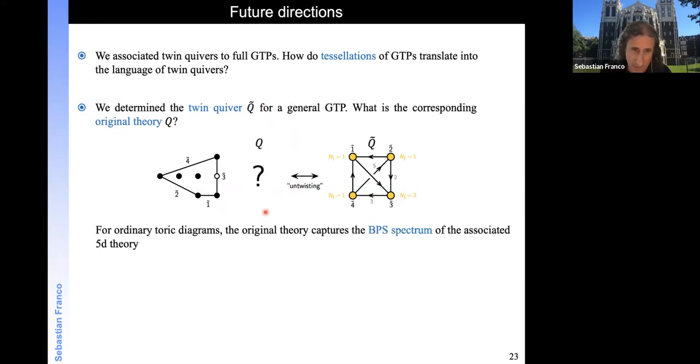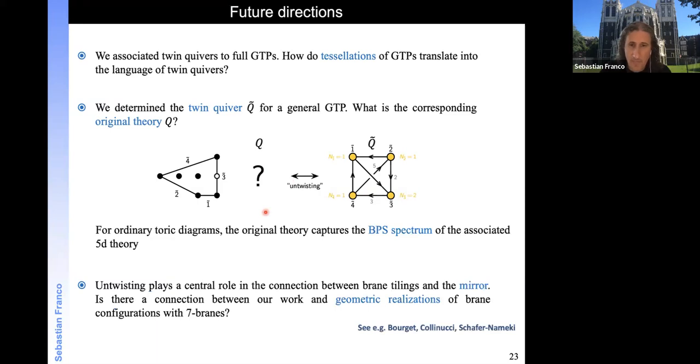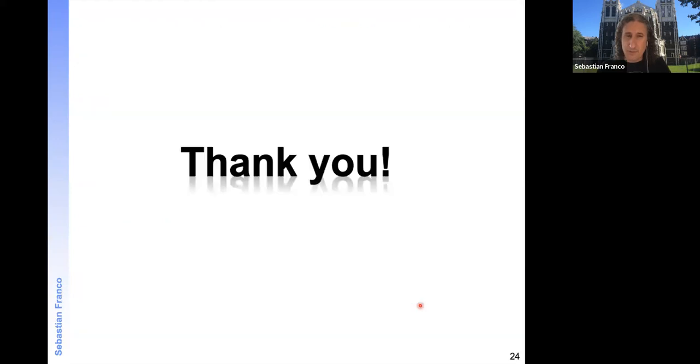There are many others that are interesting, and maybe untwisting plays an interesting role here. There were some other papers on geometric realizations of this configuration with 7-branes. It would be interesting to investigate whether there are some cases in which the two things overlap, and if so, if they are connected. Okay, thank you.